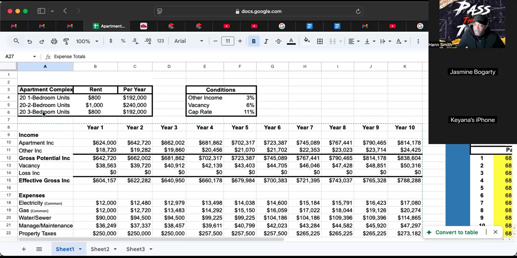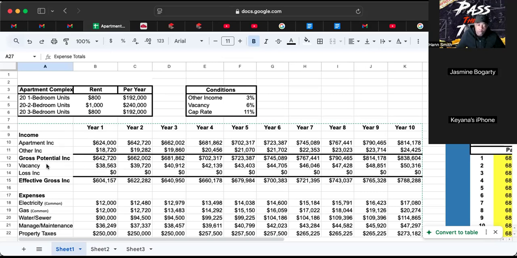$642,720. This is a 60-unit apartment building. I'm only using this just to show y'all this. I would never use a 60-unit apartment building to explain it, but I already had this done for a guy that I did this for. So this building has the potential of producing $642,720. Now, that's what we call gross potential income.